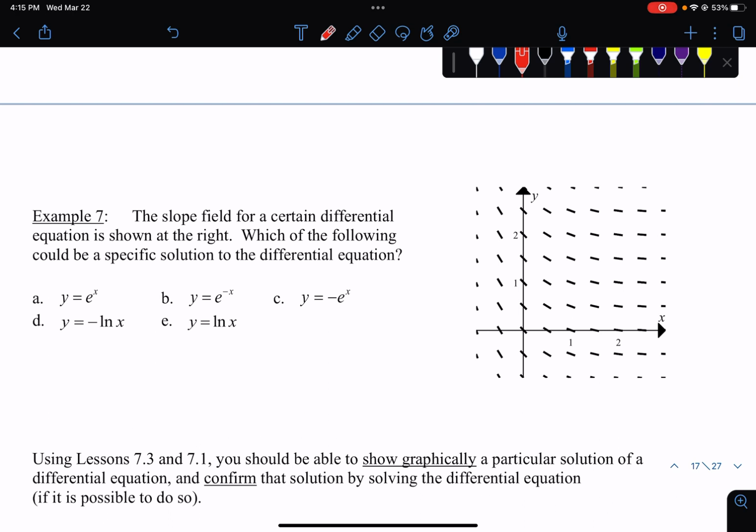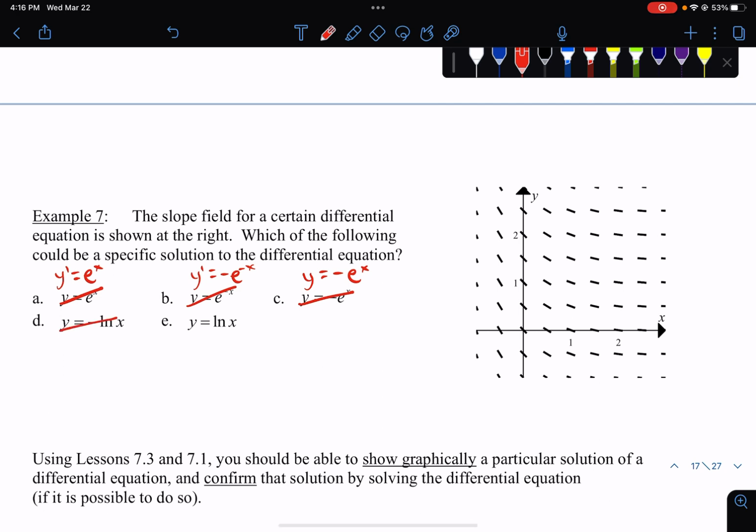In this one, I still think it's easier to find the derivative and compare the slopes. So for A, y prime equals e to the x, right? For B, y prime is going to equal negative e to the negative x. For C, y prime is going to equal negative e to the x.